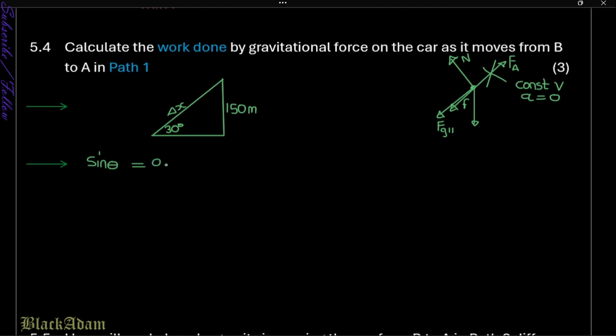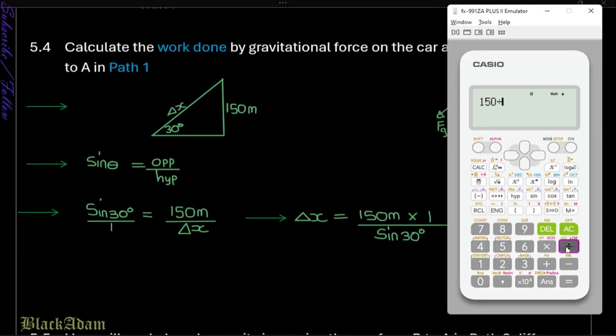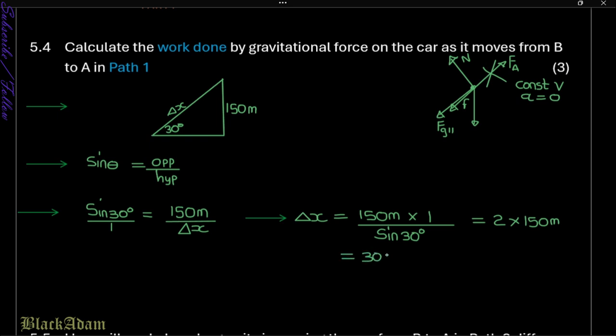So sine theta is going to be opposite over hypotenuse, and sine 30 degrees is going to be opposite, which is 150, over X, change in X. So it's going to be 150, which is our height, meter over change in X. We cross multiply, and we have X equals 150 meter times 1 divided by sine 30 degrees. So 150 divided by sine 30 gives us 300. So that gives us 2 times 150 meter, which is 300 meter.